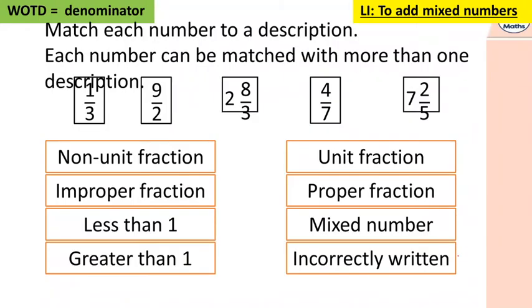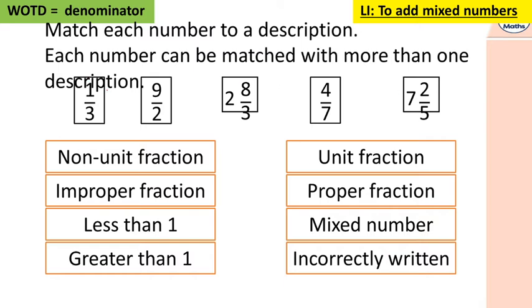Okay, so we have 5 numbers here. They might be mixed numbers, there might be improper fractions, it might be proper fractions. And we have to match each number to a description. Each number can be matched with more than one description. So we're going to look at this one.